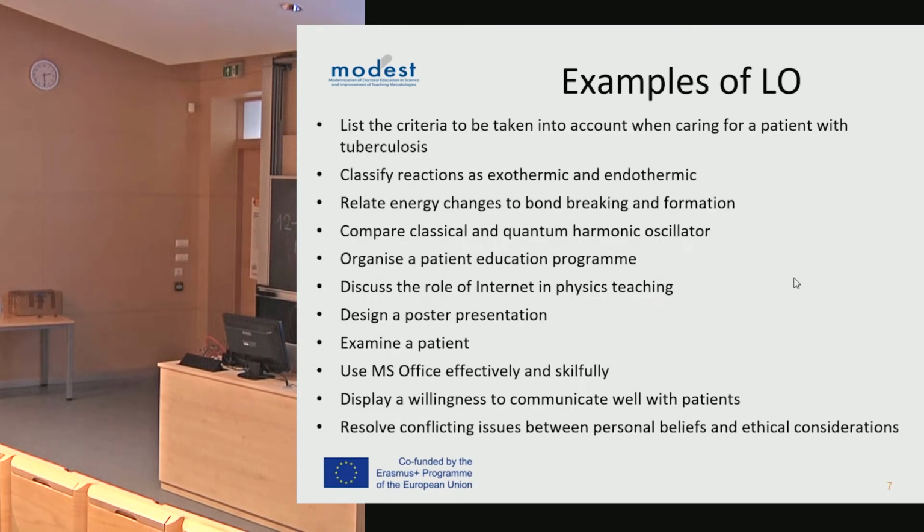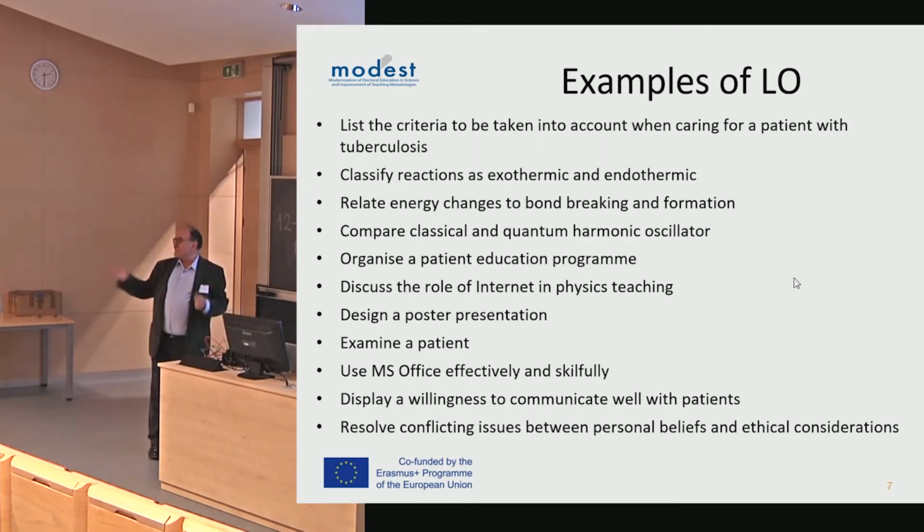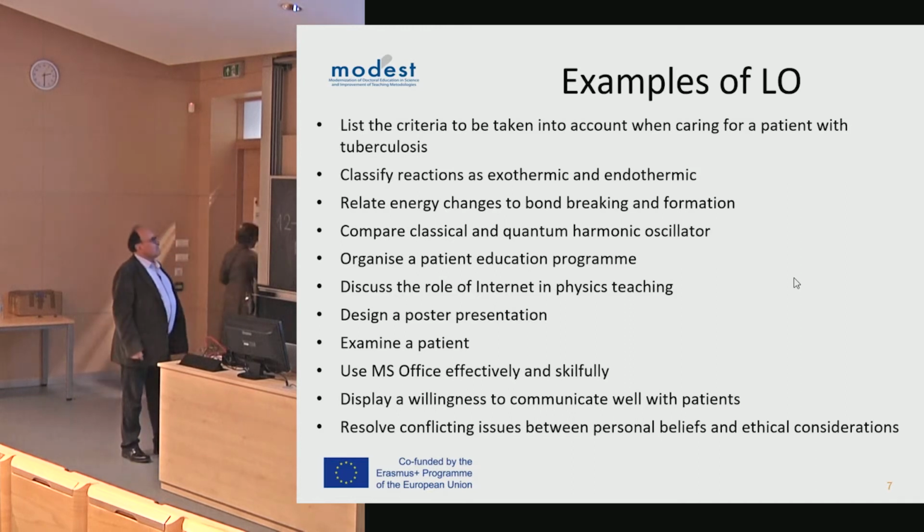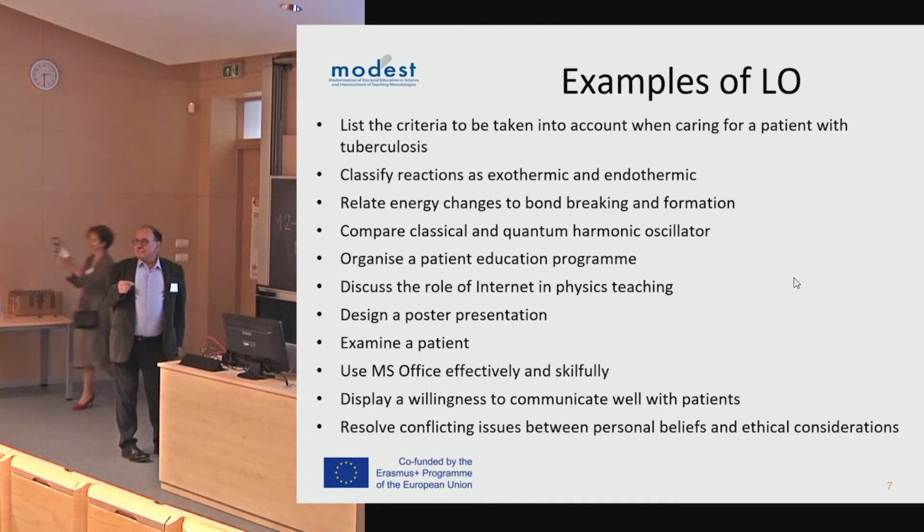Then, another thing, here it is from a book by Declan Kennedy, How to Write Learning Outcomes. So, examples, you see. For example, we have a course of physical chemistry. So one of the learning outcomes: classify reactions as exothermic and endothermic. Very clear. Classify, please tell me, if you have a reaction, please tell me.